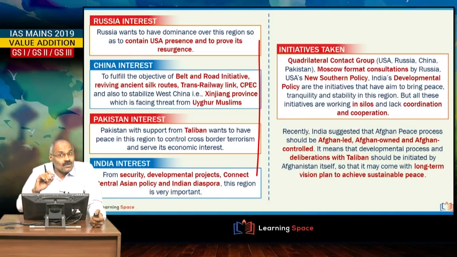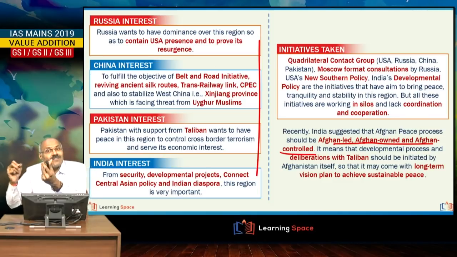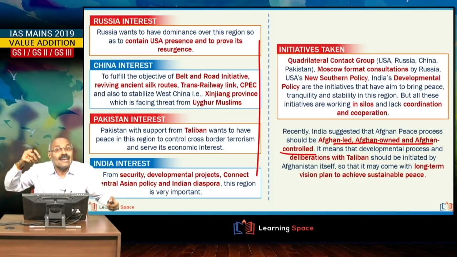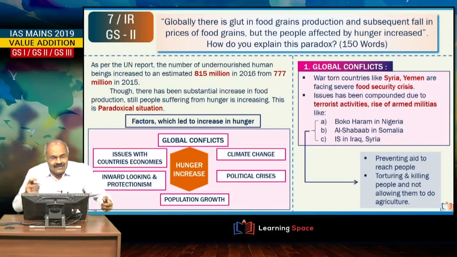And this is about conflicting interests, and 2-3 more questions may be asked on Afghanistan. How stability of Afghanistan is paramount for the stability of the region. Then the second question is, why is India insisting on an Afghan-led, Afghan-owned and Afghan-controlled transition process in Afghanistan? What are the reasons? So friends, please be ready with answers for such types of questions also. Right, friends? Look at the next one.